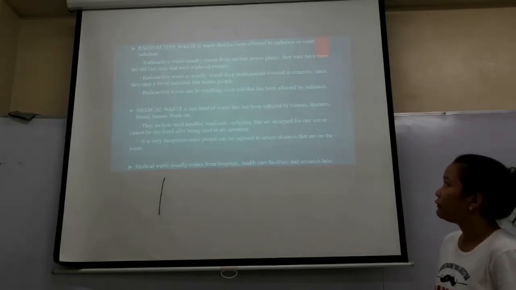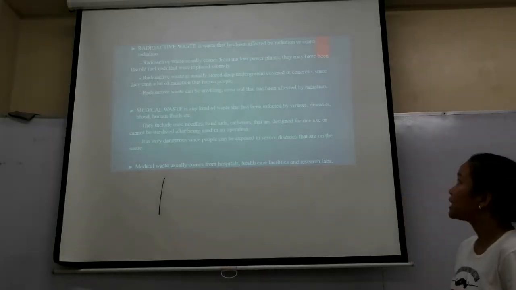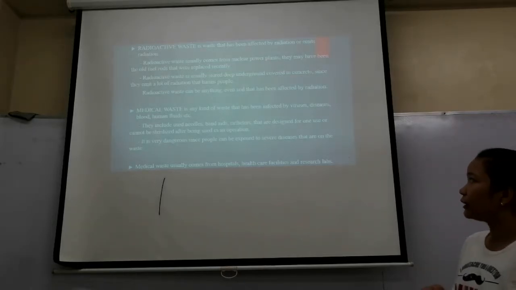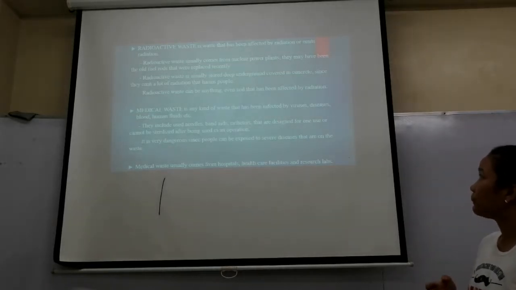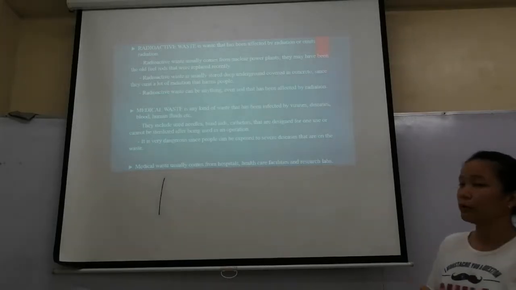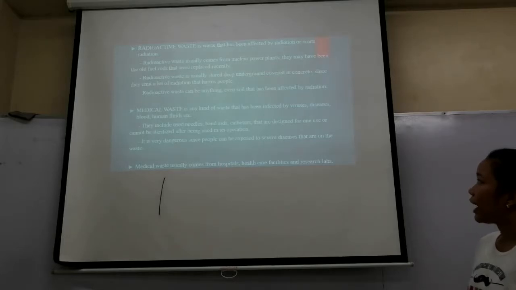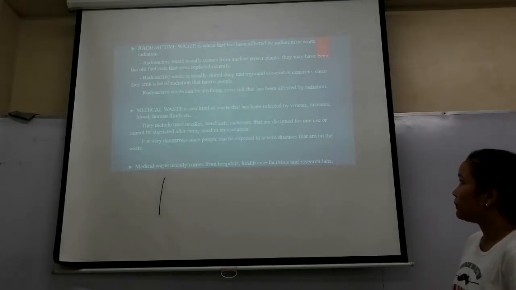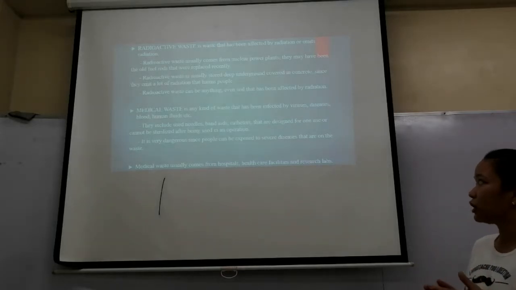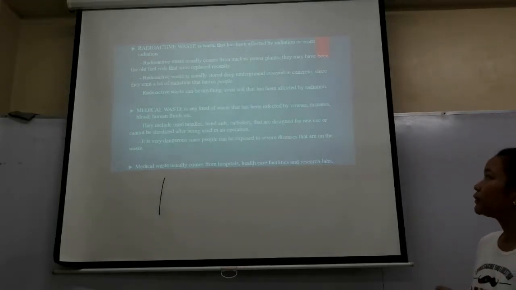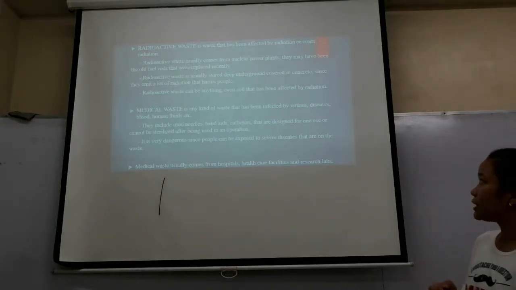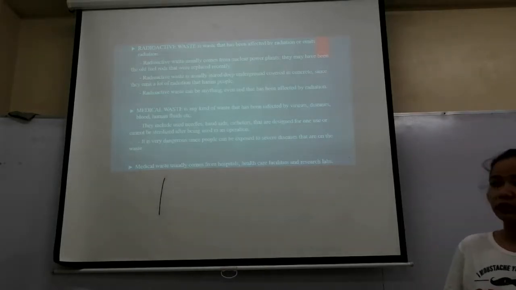Radioactive waste is waste that has been affected by radiation or emits radiation. Radioactive waste usually comes from nuclear power plants. They may have been the old fuel rods that were replaced recently. Radioactive waste is usually stored deep underground, covered in concrete, since it emits a lot of radiation that harms people. Radioactive waste can be anything, even soil that has been affected by radiation.